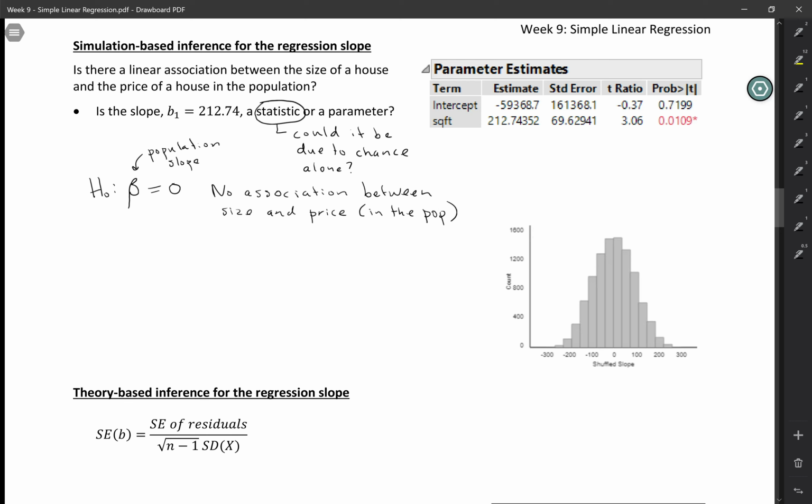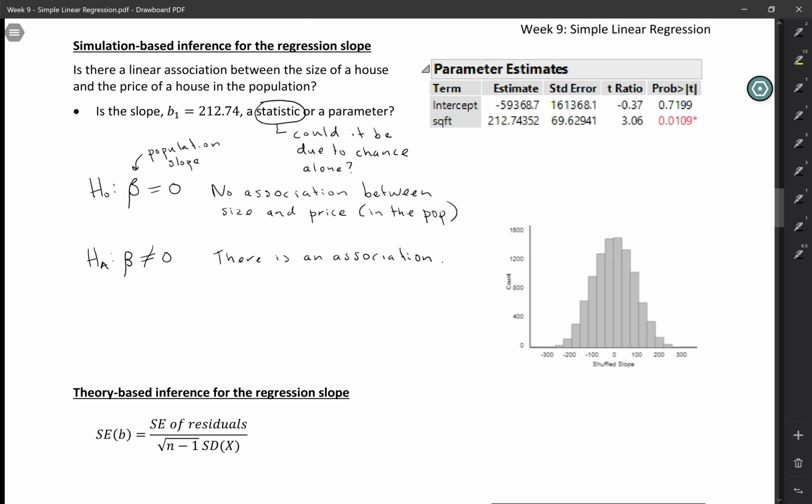The alternative hypothesis, technically it could be one-sided or two-sided, but this one just says, is there a linear association? It doesn't seem to presuppose that it's going to be positive or negative, so we'll just say not equal to 0. And this is the more common one. This is the default in JMP anyway. So the alternative hypothesis is that there is an association, and again, between size and price. I'm going to be lazy and not write it out.